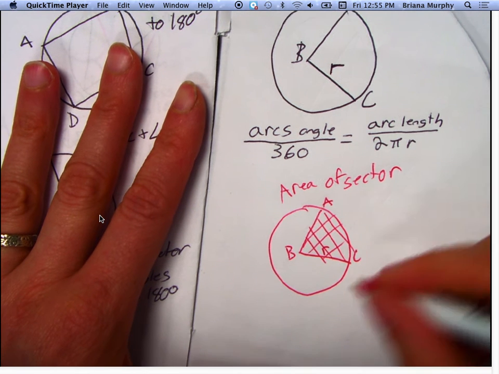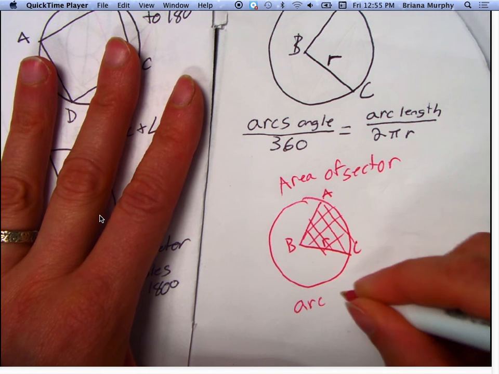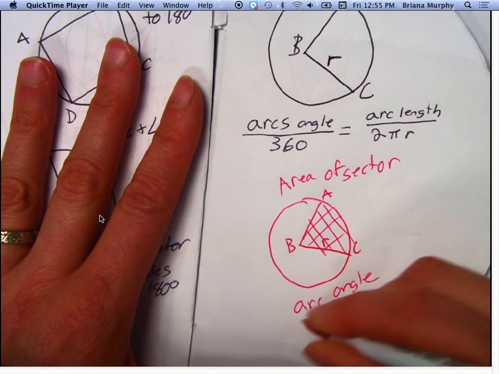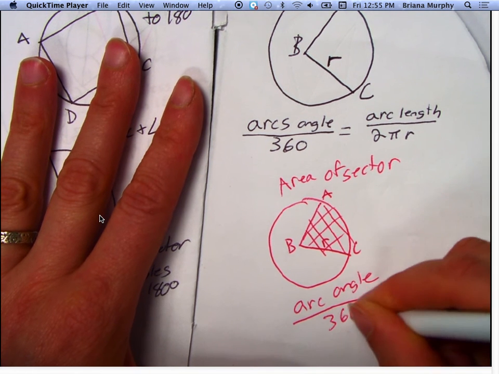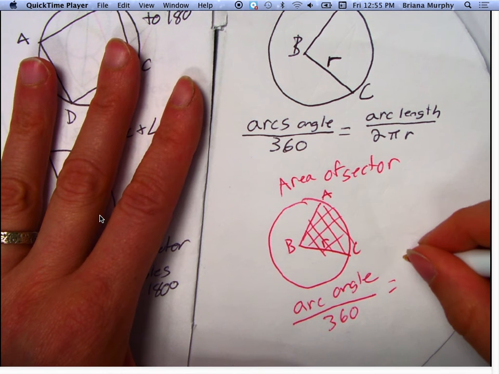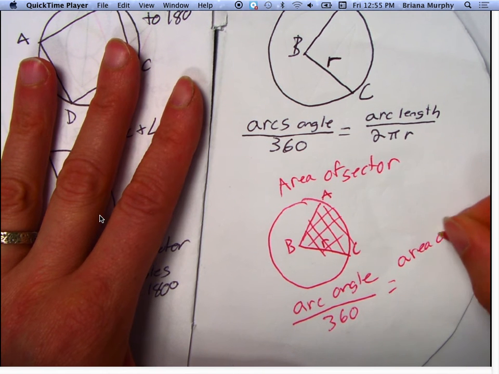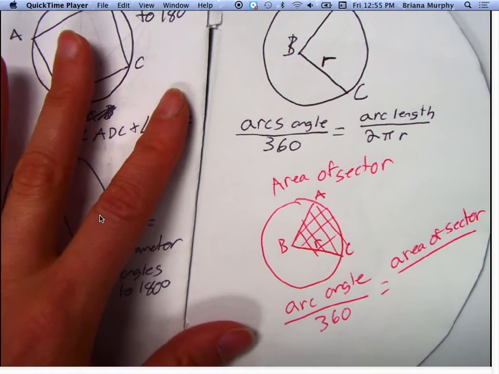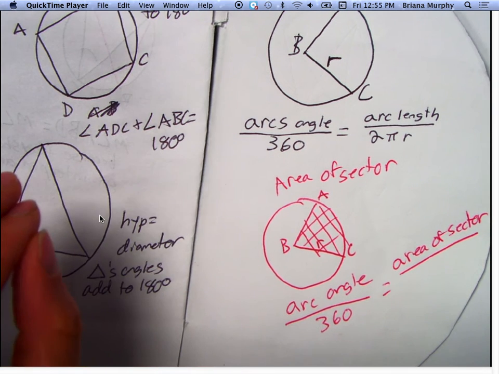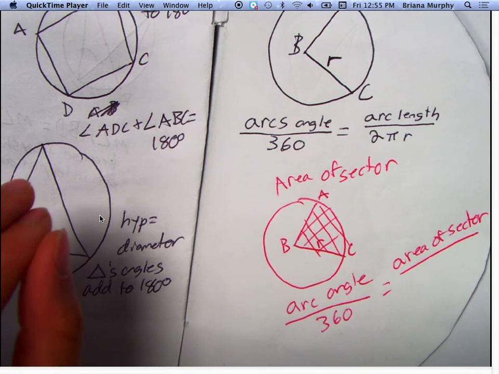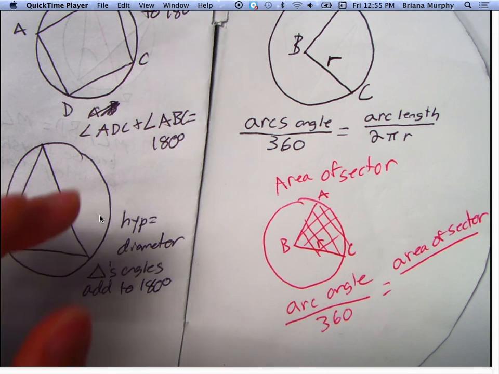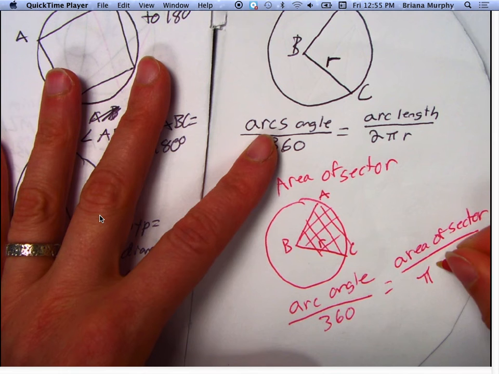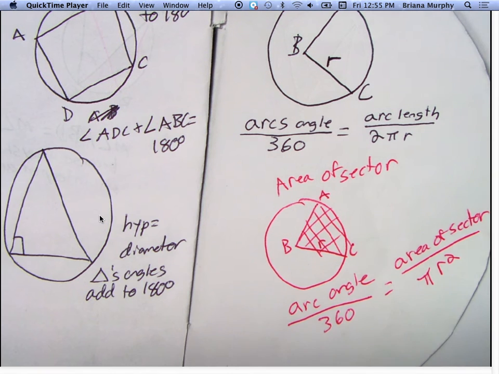Okay? So we're going to do the angle over 360 equals area of the sector over what's area of a circle, guys? How do you find the area of a circle? Pi r squared. There we go, r squared. Area of a circle. That's what we're doing today.